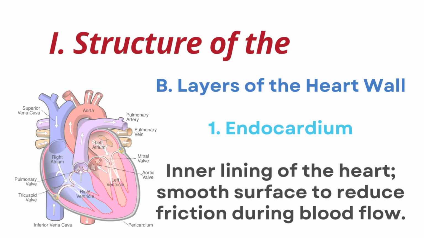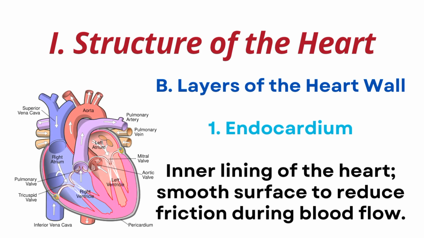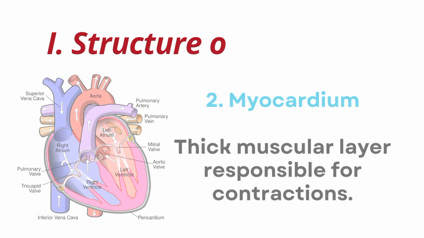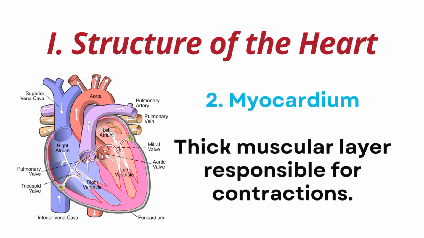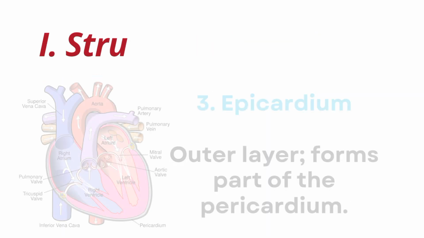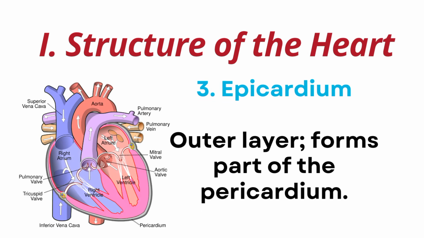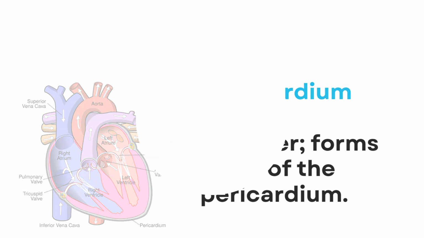Layers of the heart wall. 1. Endocardium. Inner lining of the heart, smooth surface to reduce friction during blood flow. 2. Myocardium. Thick muscular layer responsible for contractions. 3. Epicardium. Outer layer, forms part of the pericardium.